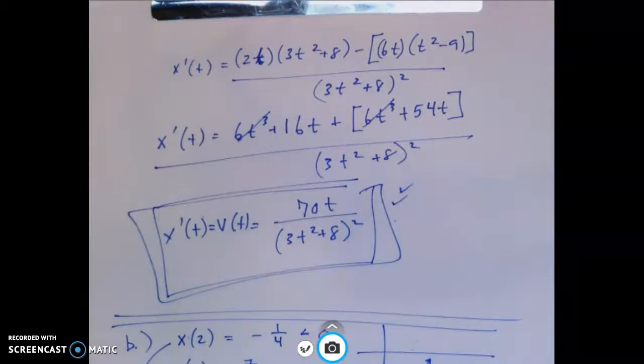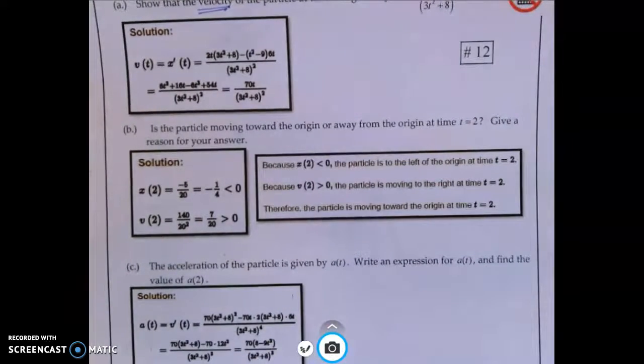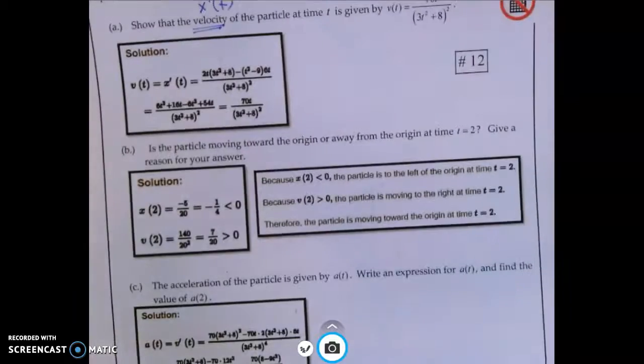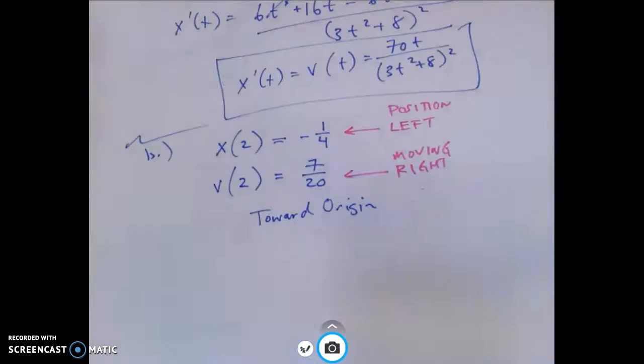Okay? Part B says, is the particle moving toward the origin or away from the origin at time t equals 2? Give us a reason for your answer. So when we're talking about a particle moving toward the origin or away from the origin, we need to know, is it moving to the right or left?